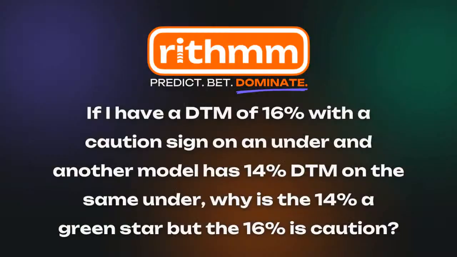Got another question here for you, Brian. If I have a DTM of 16% with caution on an under, and another model has 14% DTM on the same under, why is the 14% a green star, but the 16% is a caution?